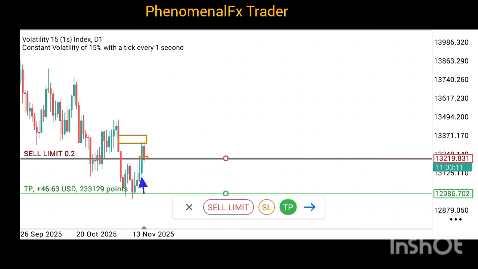With the minimum lot size, $40 to $45, you can open multiple positions and make more profit, and then you stay out of the chart. You just close your trades and just be happy.